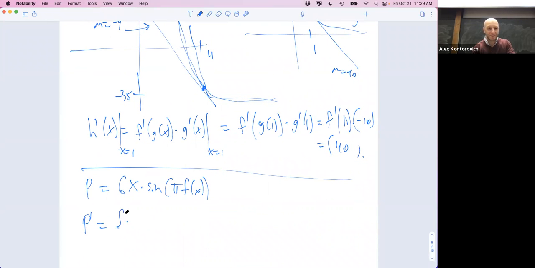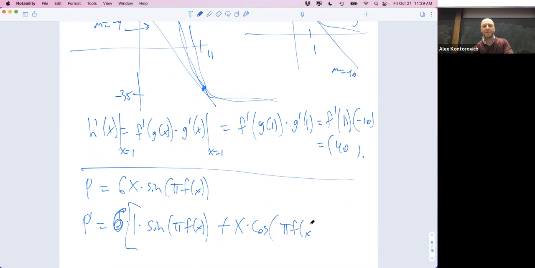6 times, okay, product rule. I'll differentiate x, that's a 1, sine of pi f of x, plus, let's leave the 6 as a constant out front. I'll leave the x alone. I'll differentiate this thing. Derivative of sine is cosine of whatever's inside, which is pi f of x, times the derivative of this, which is pi as a constant, and f prime of x.